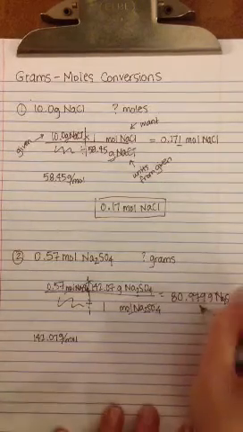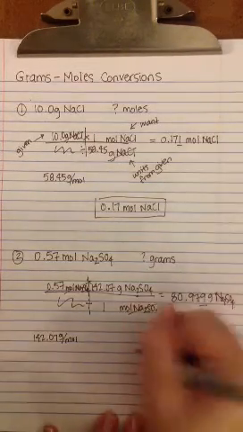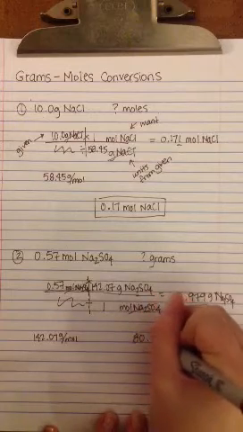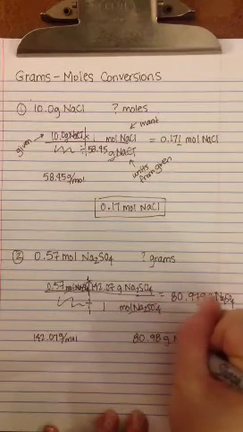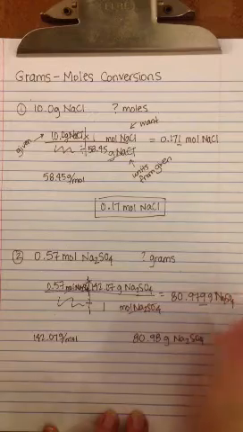Now, if I look at that, this 9 tells me I need to round up. So I would get 80.98 grams of Na2SO4 as my answer.